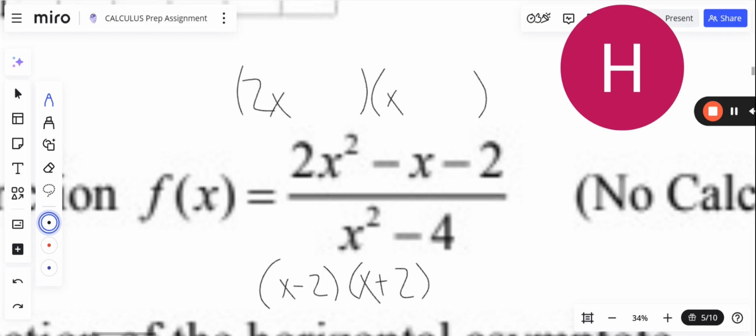Let's see, it looks like we're going to need a negative 1 here. Or maybe this doesn't even factor over the reals. That would be very interesting. It's possible that this doesn't factor. Let's see, negative 1 and a plus 2 here.